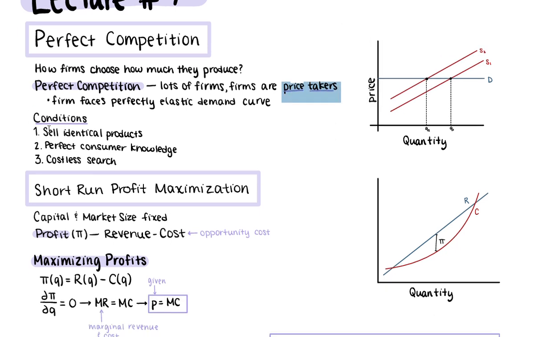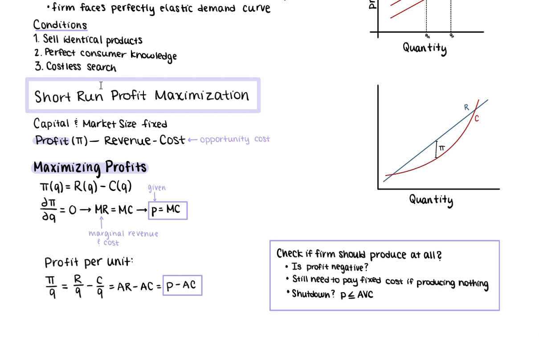Okay, so the conditions are that firms sell identical products and there is perfect consumer knowledge. That means consumers know all the firms' prices for each firm selling this item. It's also a costless search. They don't need much effort to get that information.